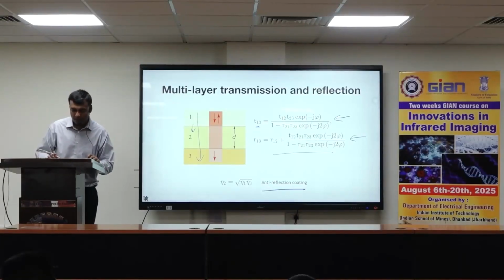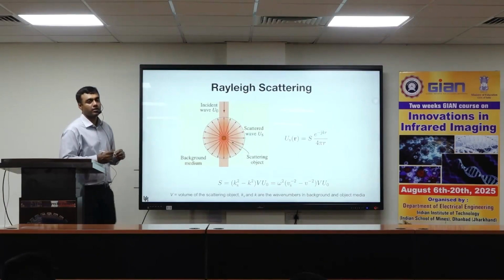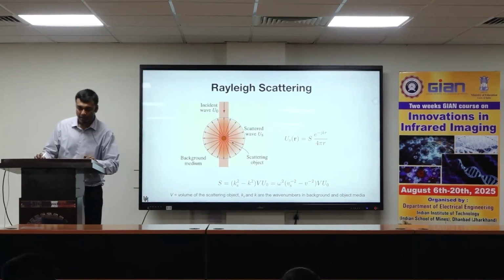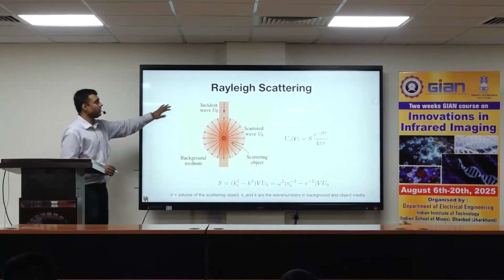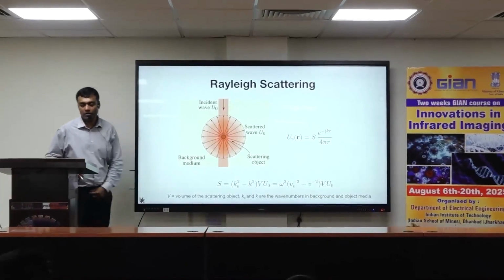Let's continue our discussion of light matter interaction. The next topic I wanted to discuss was scattering. There are a few different forms of scattering, but Rayleigh scattering is perhaps one of the more important types of scattering. What does this mean?